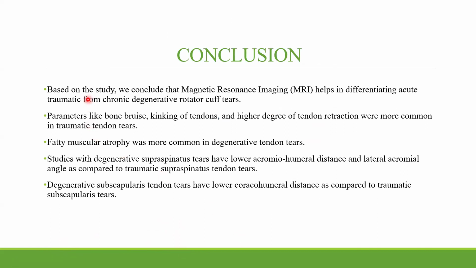So the conclusion of my study is that MRI helps in differentiating acute traumatic from chronic degenerative rotator cuff tears. Parameters like bone bruise, kinking of tendons, and higher degree of tendon retraction were more common in traumatic tendon tears, whereas fatty muscle atrophy was more common in degenerative tendon tears. Degenerative supraspinatus tears have lower acromiohumeral distance and lateral acromial angle as compared to traumatic supraspinatus tendon tears, whereas degenerative subscapularis tendon tears have lower coracohumeral distance as compared to traumatic subscapularis tendon tears.